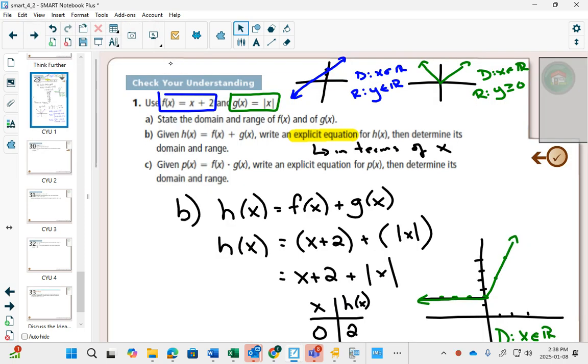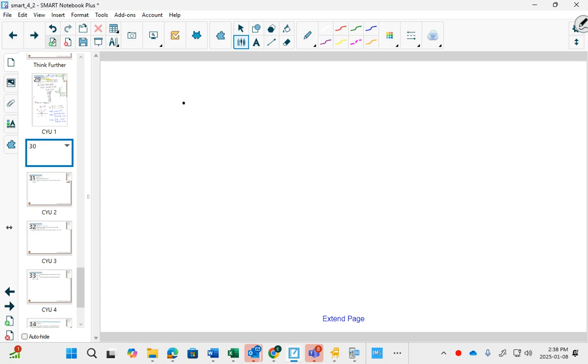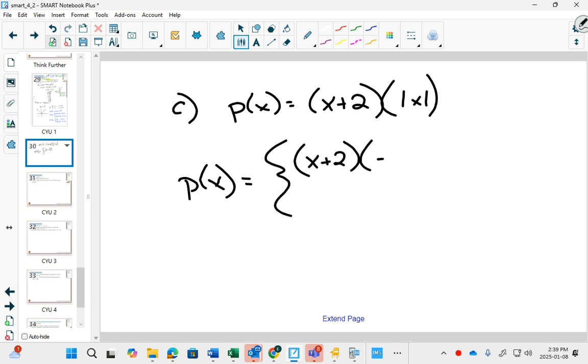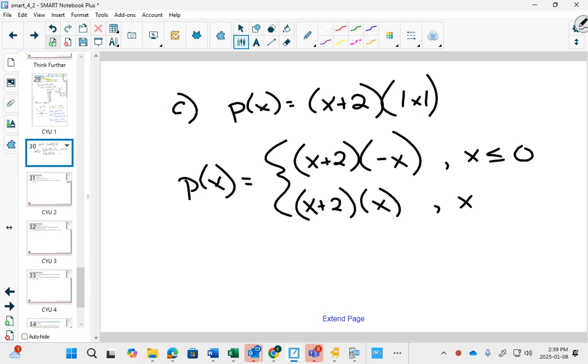So part C says now we're going to multiply. For C, P of x is going to equal f of x times g of x. That's the explicit equation. If we want to write this explicit equation in piecewise notation, absolute value of x is negative x when x is less than or equal to 0, and absolute value of x is positive x when x is bigger than 0.